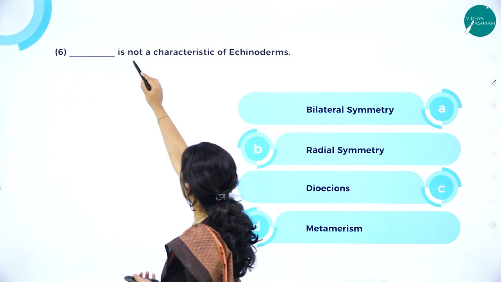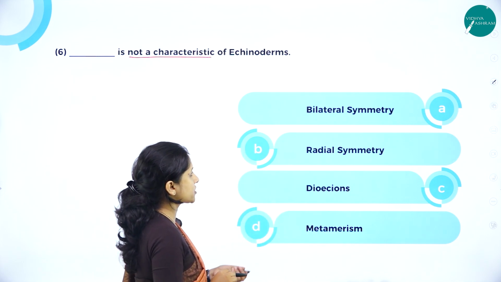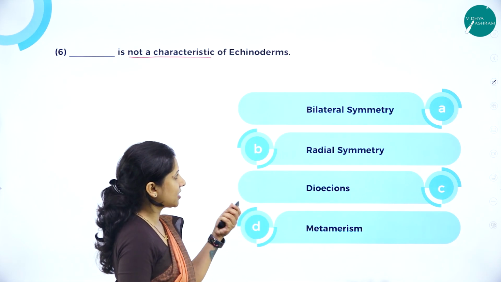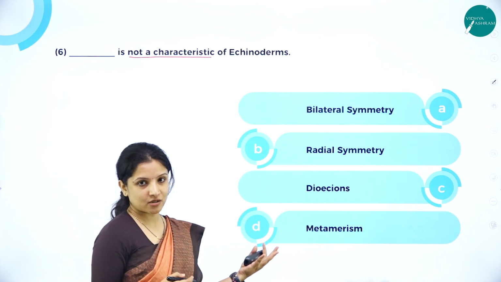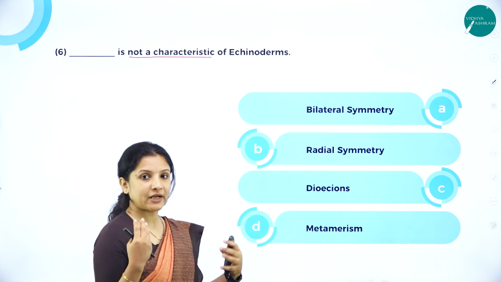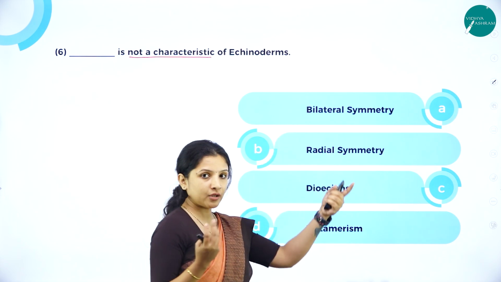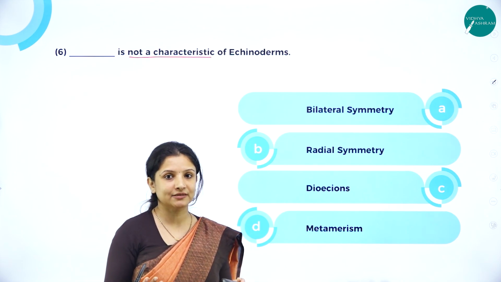Next, dash is not a characteristic feature of echinoderms. Again here, not a characteristic. You have to be very careful while reading the question. Bilateral symmetry, radial symmetry, dioecious, metamerism. Now here it is a tricky option because most of you might get confused thinking, is it between bilateral and radial? How can an organism be both bilaterally and radially symmetrical?